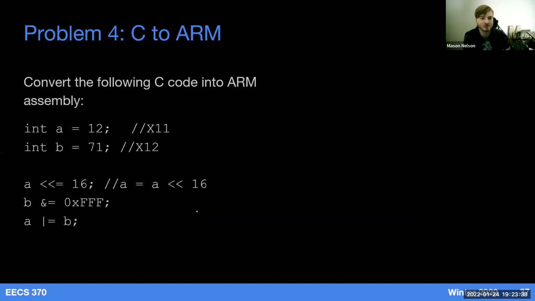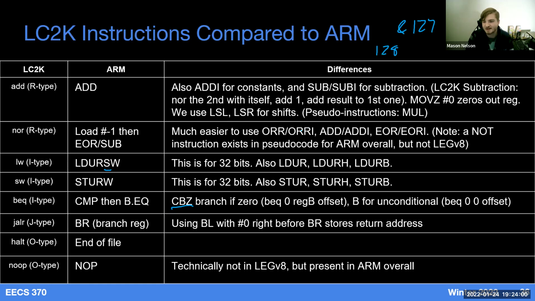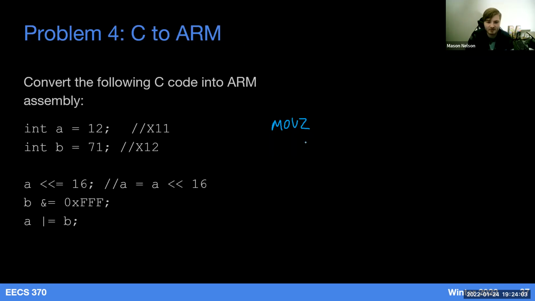So let's look at some of these practice problems. So real basic. Let's say that we want to put 12 into some register X11, and we can do that with a move instruction, and specifically a MOVZ. So I'll introduce you to the MOVZ instruction. So I showed on the last slide, MOVZ 0, 0 is out of register. Similarly, MOVZ with some other value will place that value into the register, provided that this value is, I believe, no larger than 16 bits.